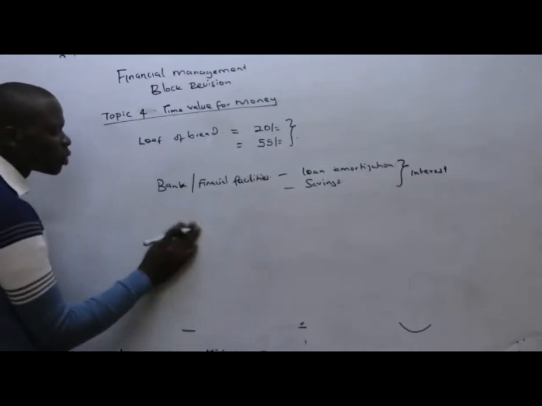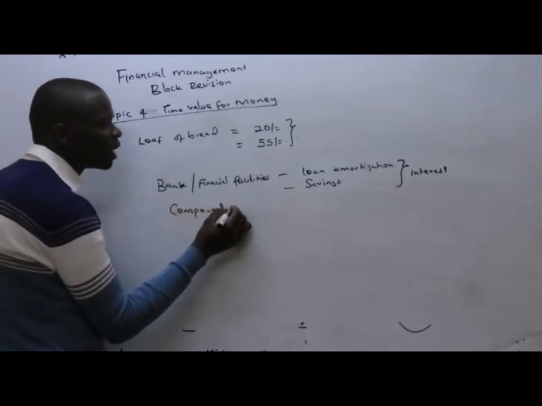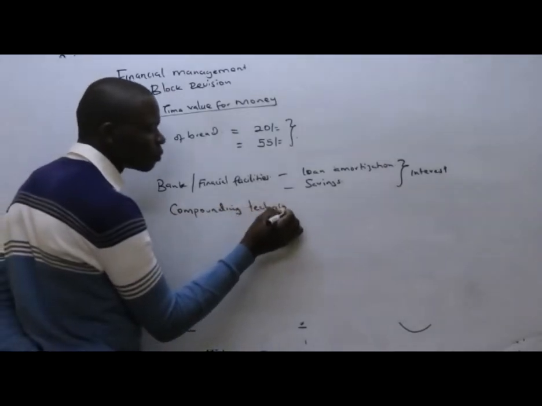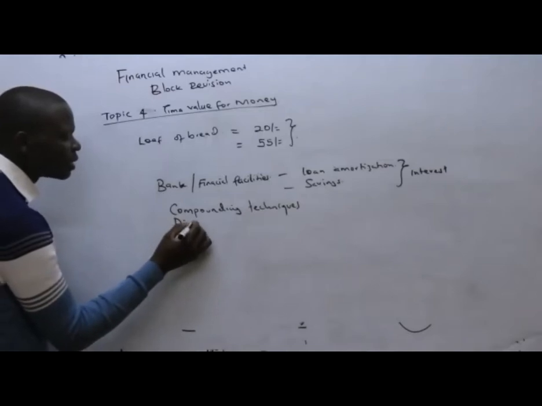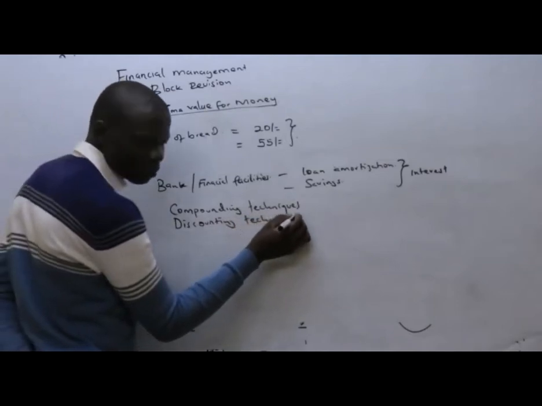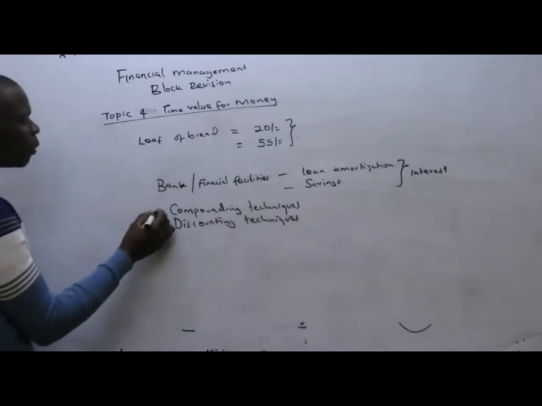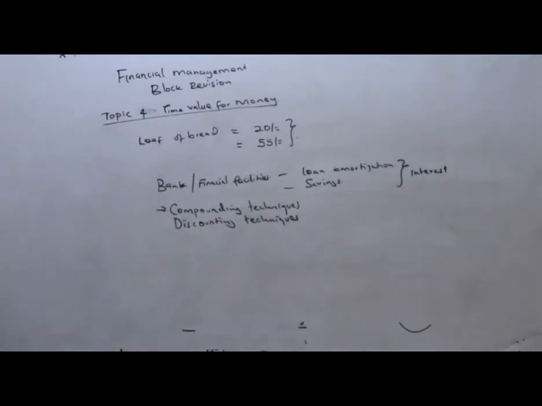We have two concepts of time value of money: compounding techniques and discounting techniques. Compounding is the determination of future value, and discounting is the determination of present value.